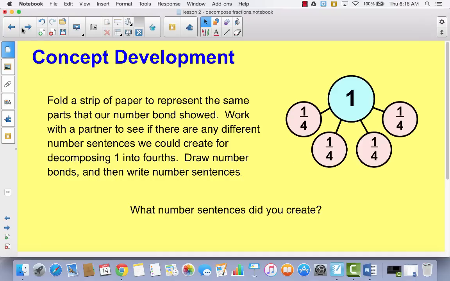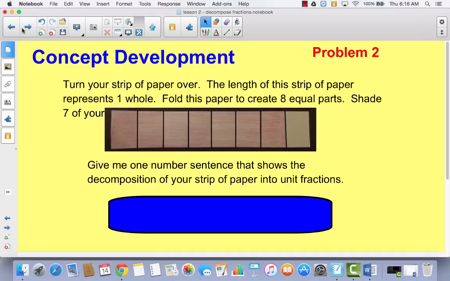Okay, so now you're going to practice along with me, and this is where you're going to need your strip of paper. I want you to take your strip of paper, and I want you to fold it into 8 equal parts. Now, the easiest way to do that is to fold it into half. That'll make 2 parts. You can fold it in half again. That'll make 4 parts. And then fold it in half again, and that will make 8 parts. So just think about what you're doing before you crease it, and you can make 8 parts pretty easily.